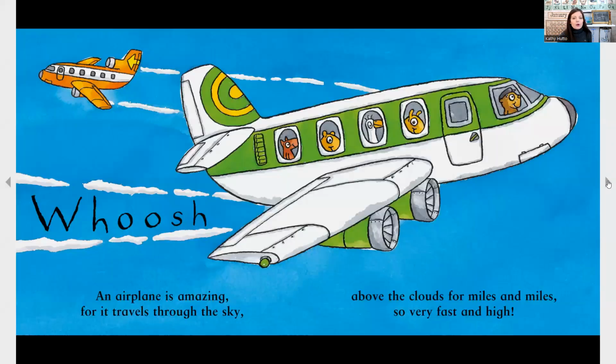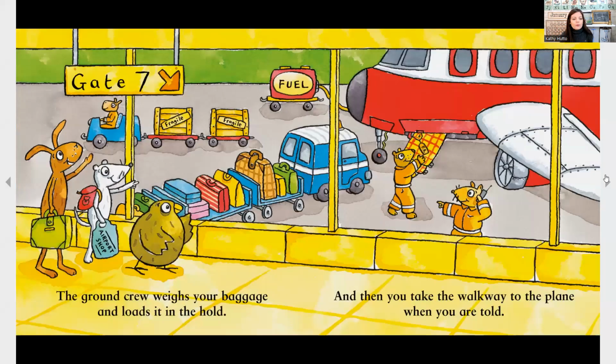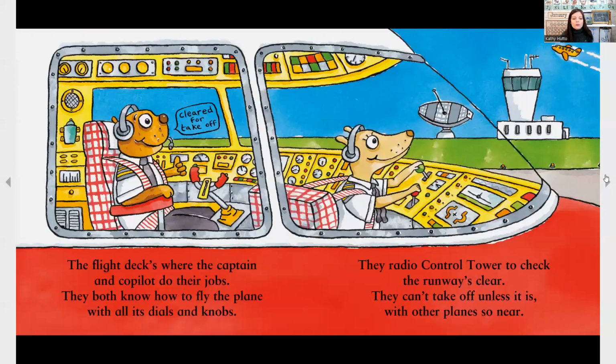Whoosh! An airplane is amazing, for it travels through the sky, above the clouds for miles and miles, so very fast and high. An airport is the place you go to take a trip by air. You check in at the terminal to show you've paid your fare. The ground crew weighs your baggage and loads it in the hold, and then you take the walkway to the plane when you are told.